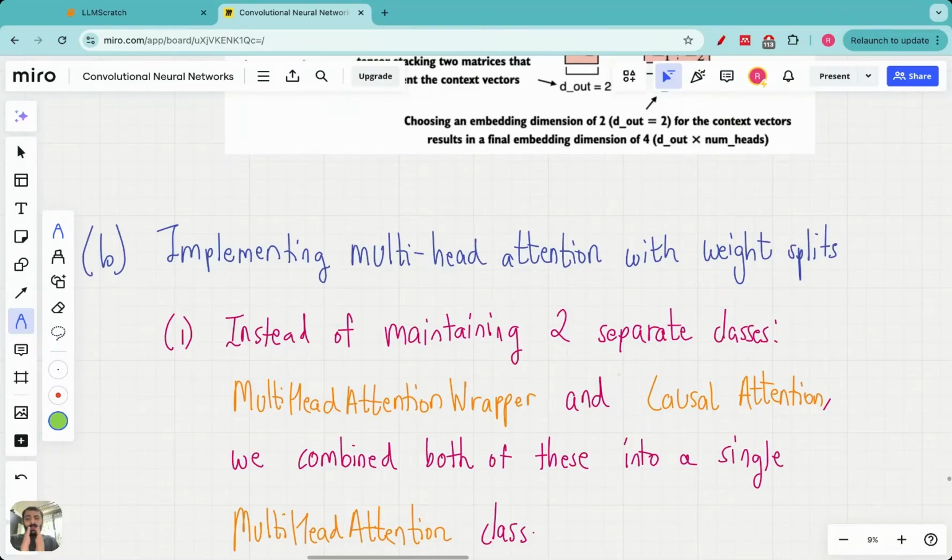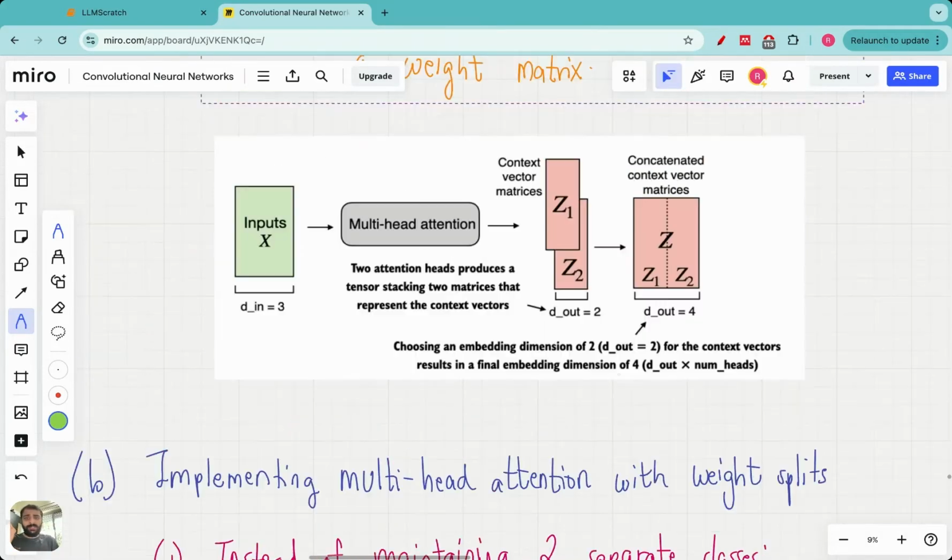Hello everyone, welcome to this lecture in the Build Large Language Models from Scratch series. This is the second part of the multi-head attention lectures. In the previous part, we looked at implementing multi-head attention in the following way.